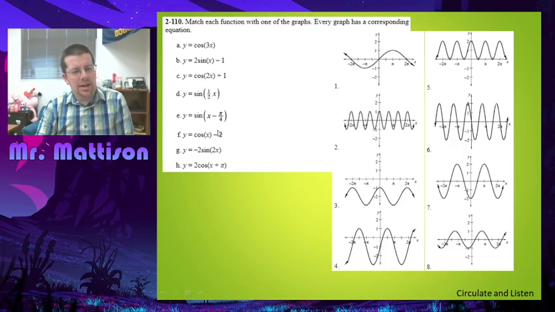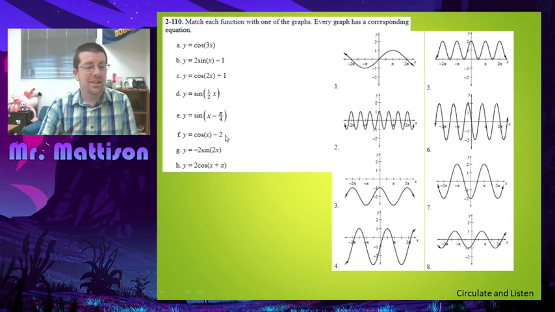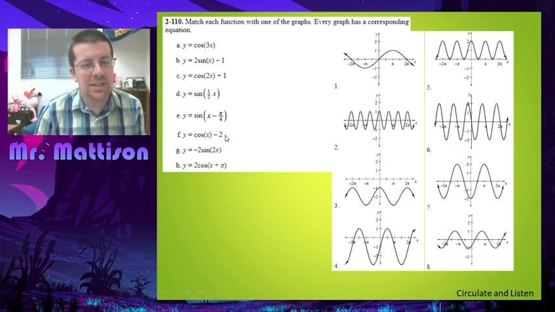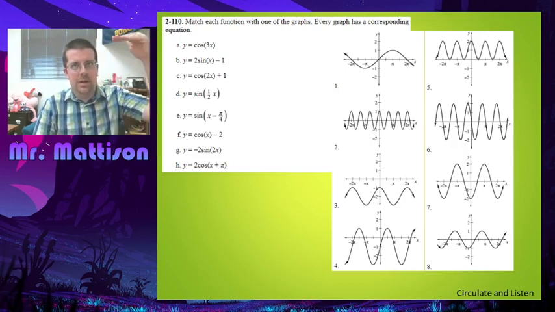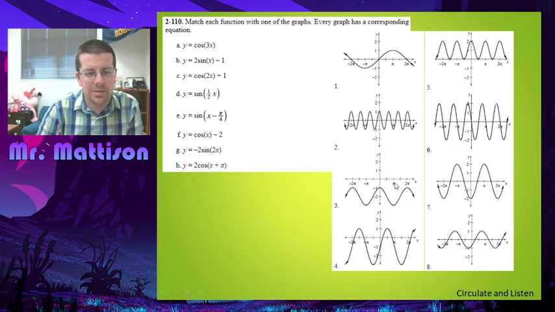Then F, cosine of x minus 2, so that's the standard cosine graph, but shifted down 2. So I should see it kind of peaking at -1 and down at -3. So I'm looking right here. It looks like that one.